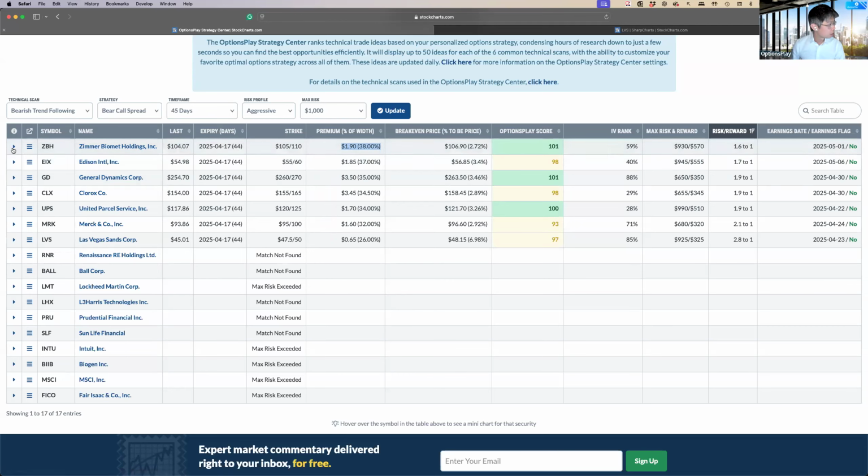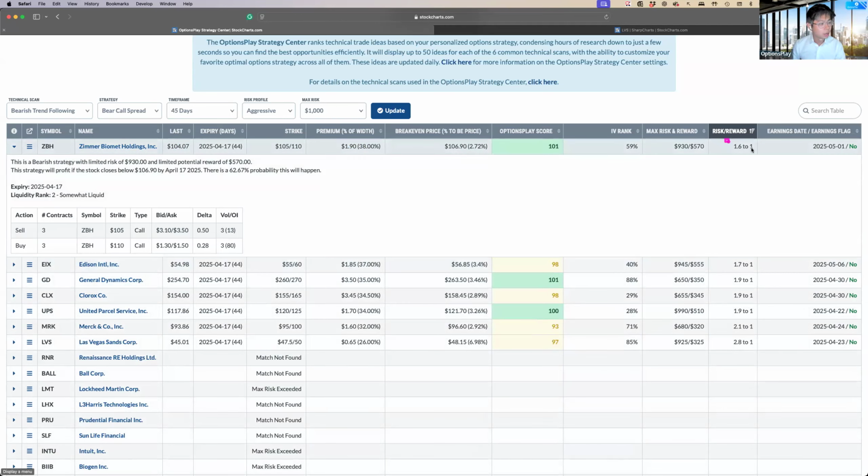So here, for every $1 I can potentially make, I'm risking $1.60. But as you can see at the one at the bottom, for every $1 I can make, I'm risking $2.80. So I'm risking a lot more for every $1 I can potentially make at the ones at the bottom versus the ones at the top.